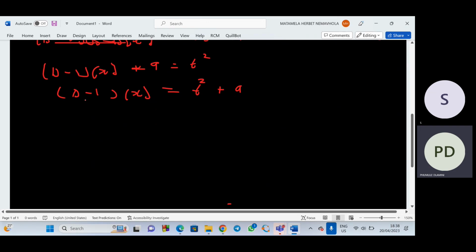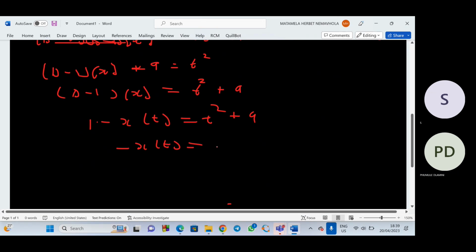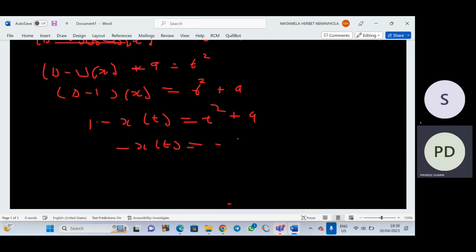This one here is going to give us 1 minus x of t, which equals t squared plus 9. Then minus x of t is going to be equal to, that side is going to be 8. If we put plus, it's going to be minus t squared minus 8. So the solution that I'm getting there is 8.